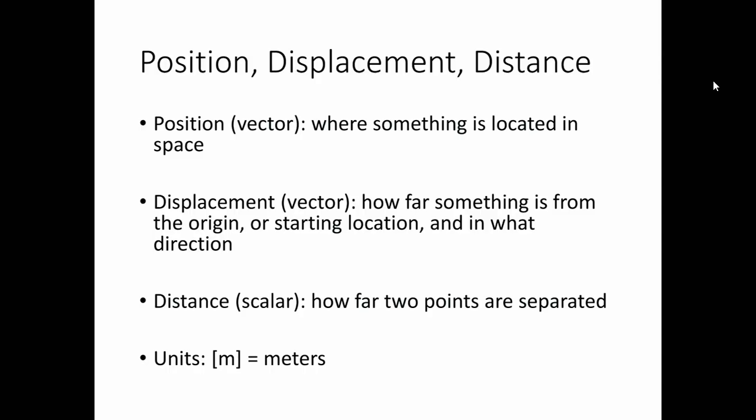In some instances, displacement will be the same thing as position. So if the door is the origin point and I said I'm 3 meters to the left of the door, then my displacement from the door is also the 3 meters to the left. We'll see some examples where position and displacement might be different. Distance is a scalar, and it just says how far apart two things are. So my distance to the door would be 3 meters, and I don't include whether I'm to the left or to the right or above or below the door.